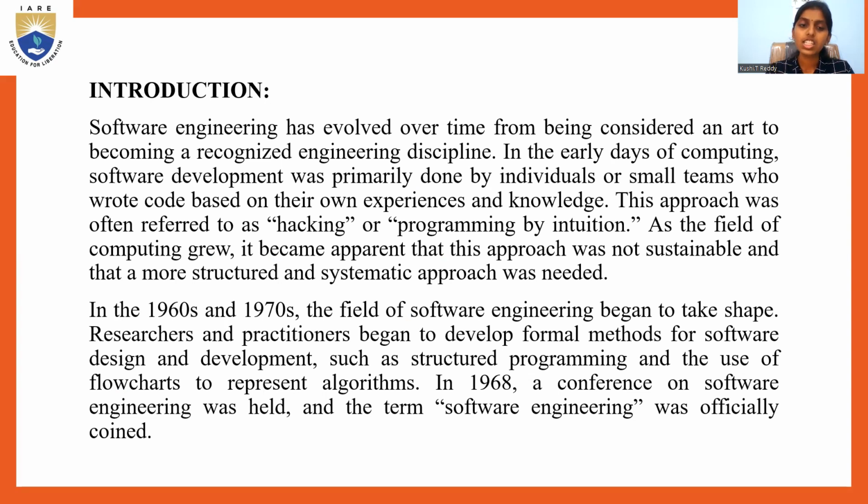In the 1960s and 1970s, the field of software engineering began to take shape. Researchers and practitioners began to develop formal methods for software development and design, such as structured programming and the use of flowcharts to represent algorithms. In 1968, a conference on software engineering was held, and the term software engineering was officially coined.